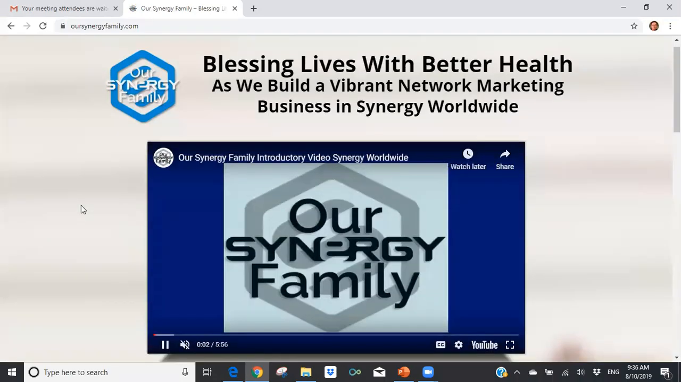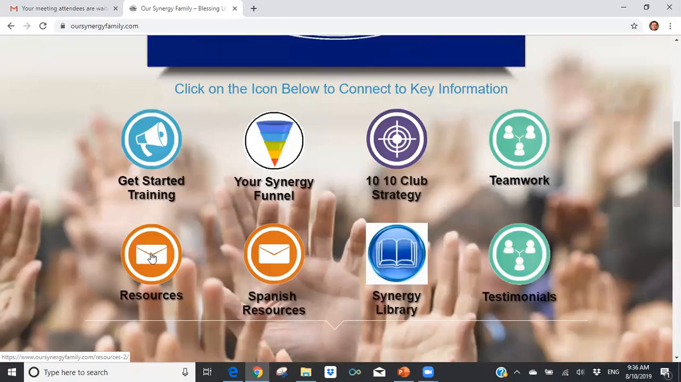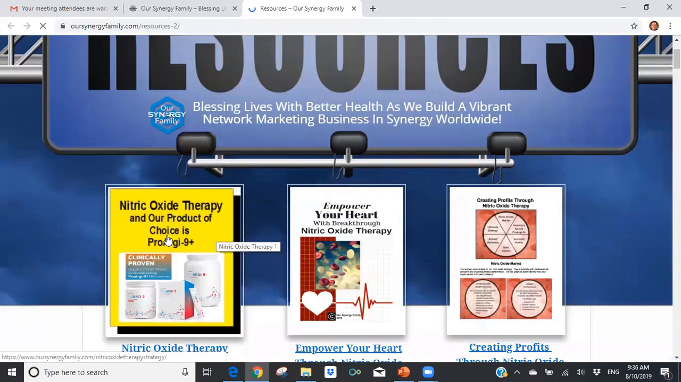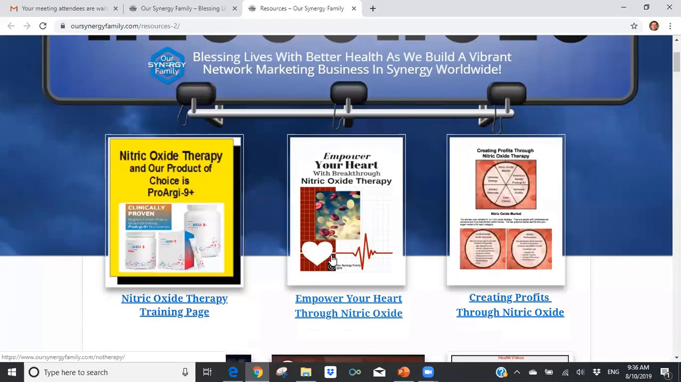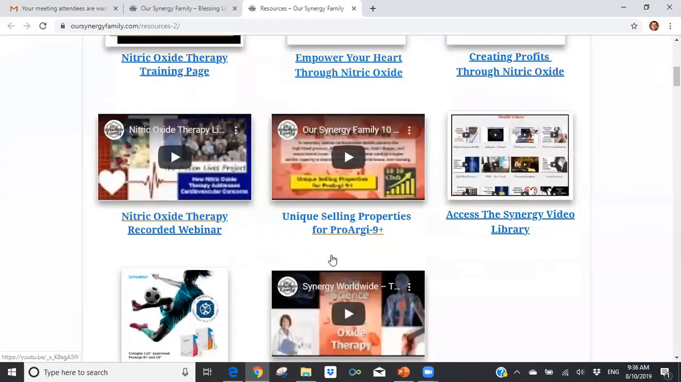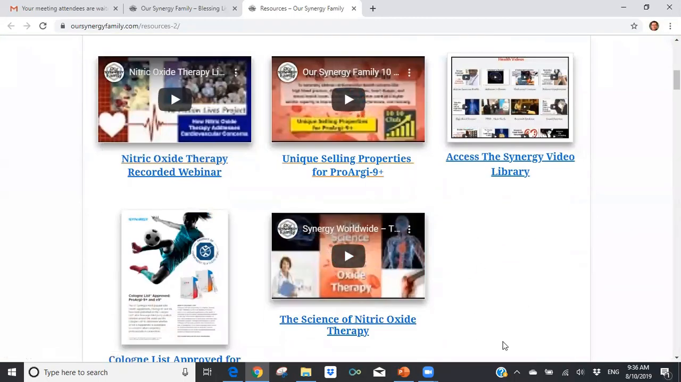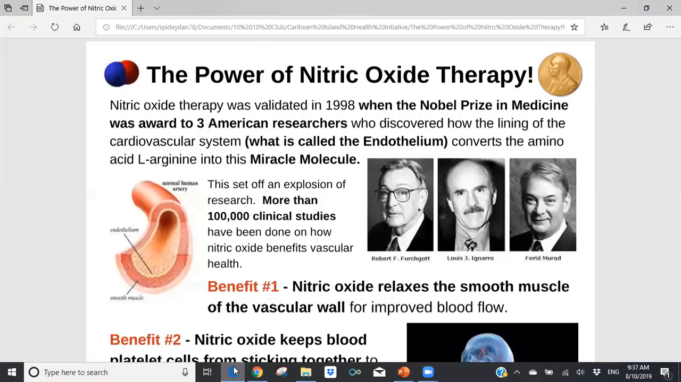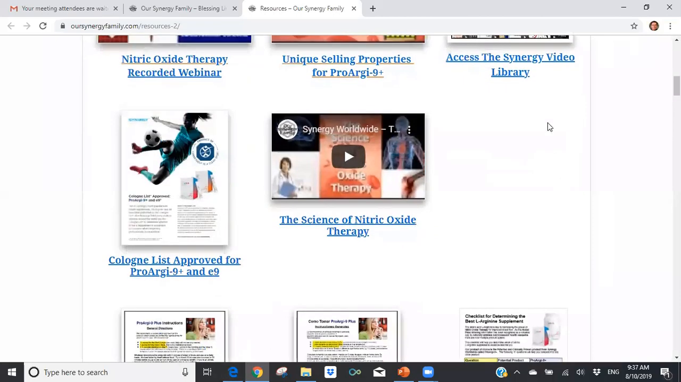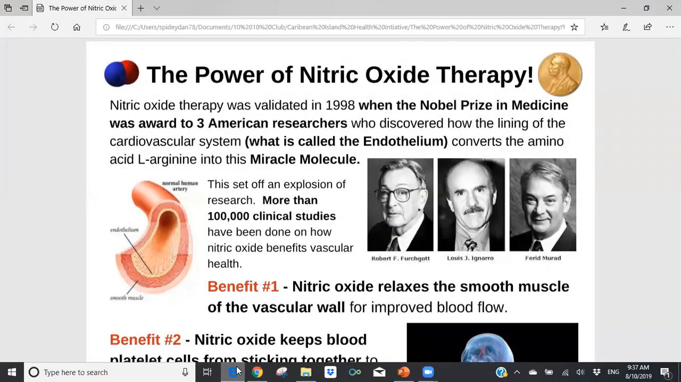So if you go onto our Synergy family and you scroll down to the icon called Resources, the first half, when you get on Resources, are all tools and resource tools that help us in our presentation of nitric oxide therapy. And I will add the PDF in this open space right here. The PDF that I showed you, I'll put into this open space, so that when you click on it, it'll open up into a separate window that will have a link to this PDF. Okay?